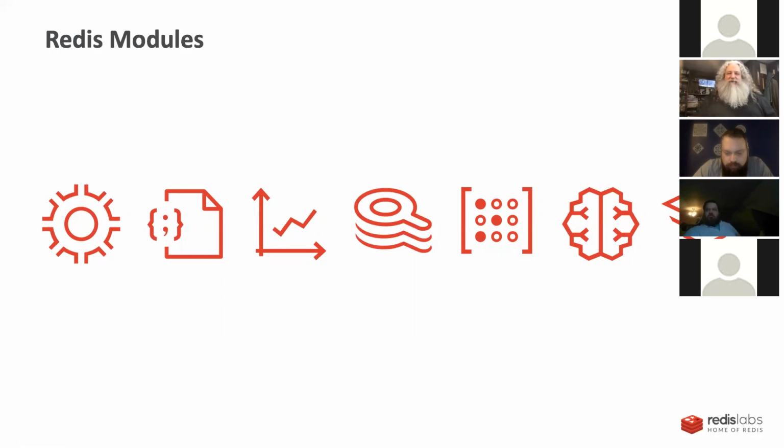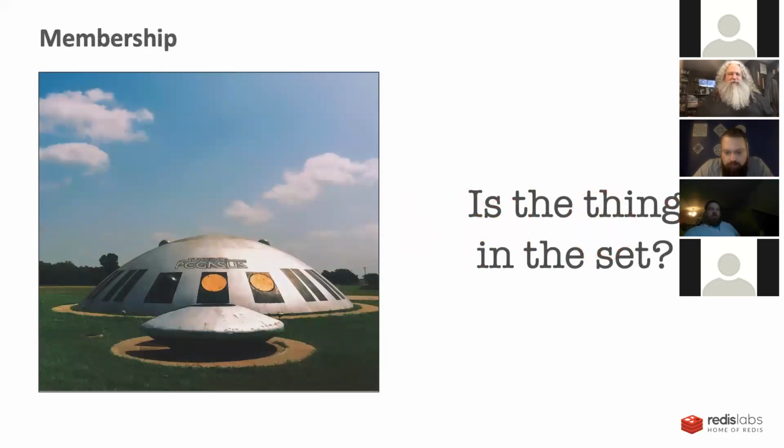But check out Redis modules. They're actually pretty cool. And Redis Bloom is one of them. Two of the probabilistic data structures are available in Redis with Redis Bloom. So I kind of talked about this already. Membership is something you do. Is this thing in the set or not? That's the thing you can do. Test a set for membership.